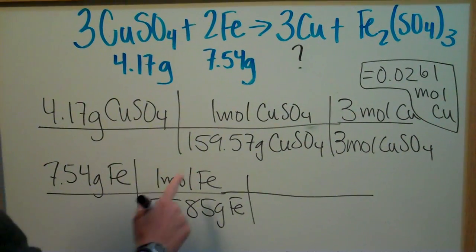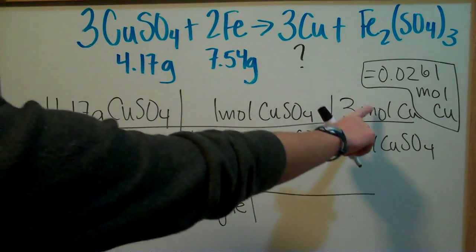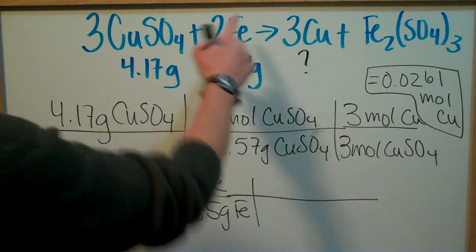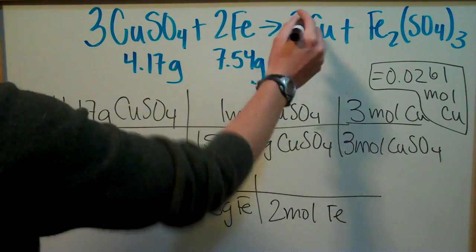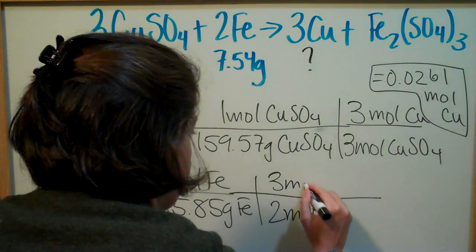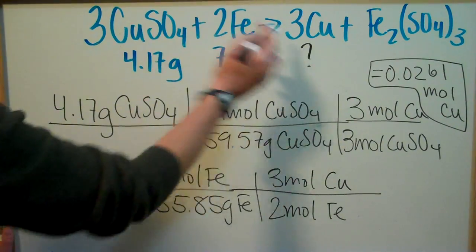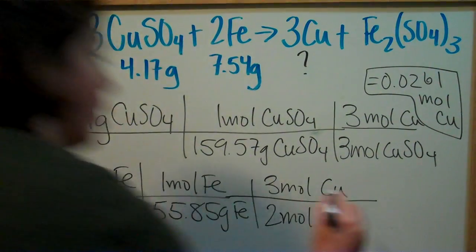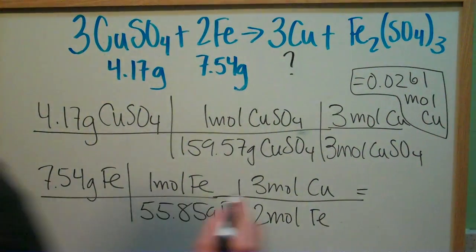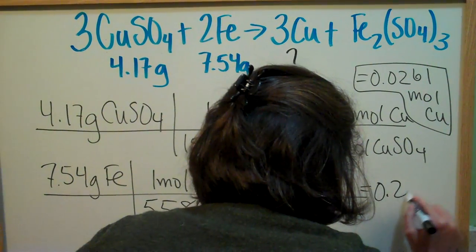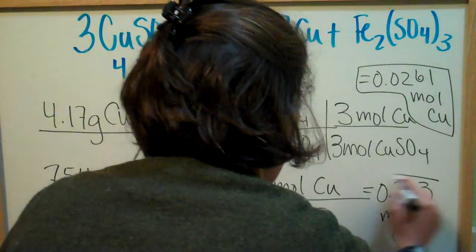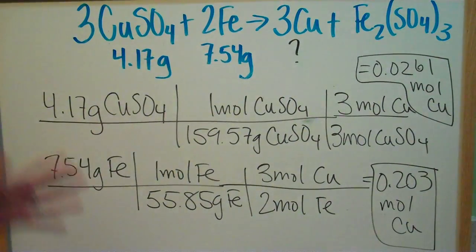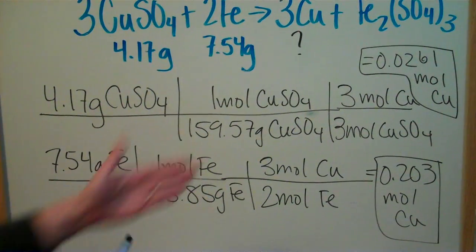Okay, sorry. Now what we're going to do is the same thing with the mole ratio here. In this case, we've got 2 moles of iron, and that gives us 3 moles of copper. And these are the coefficients we use, the mole ratio. And when we do the math, through the magic of math, we get 0.0203 moles of copper.